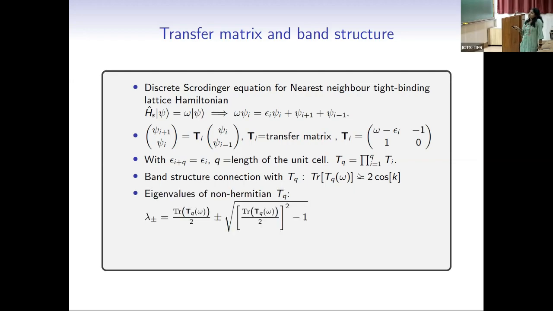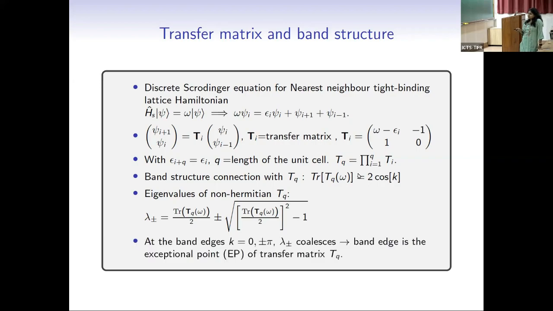It's a 2 by 2 matrix, and the determinant of this transfer matrix is always 1. It's easy to write down the eigenvalues of the transfer matrix in terms of its trace. Now at the band edges, that is the minimum and maximum value of the dispersion, the square root term vanishes and the two eigenvalues merge, and not only the eigenvalues, the eigenvectors also merge. So at the band edges, we have the exceptional point of the transfer matrix.